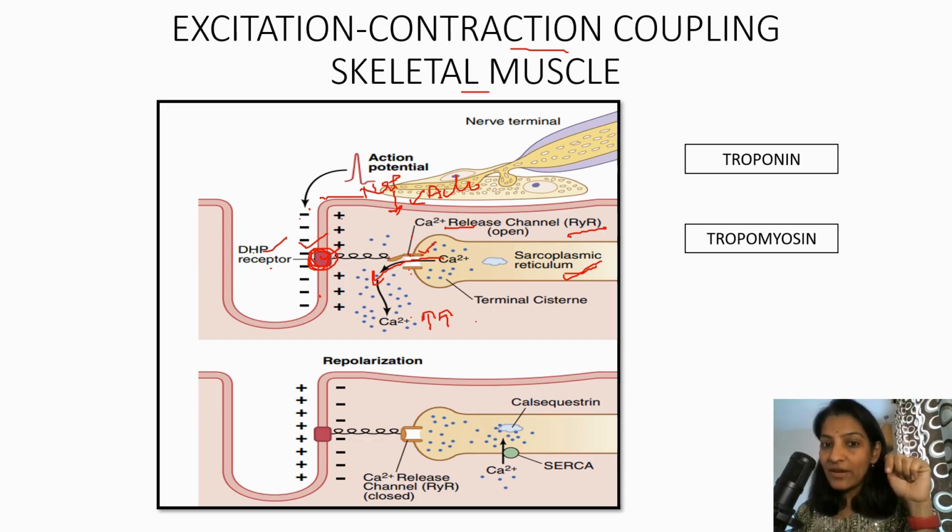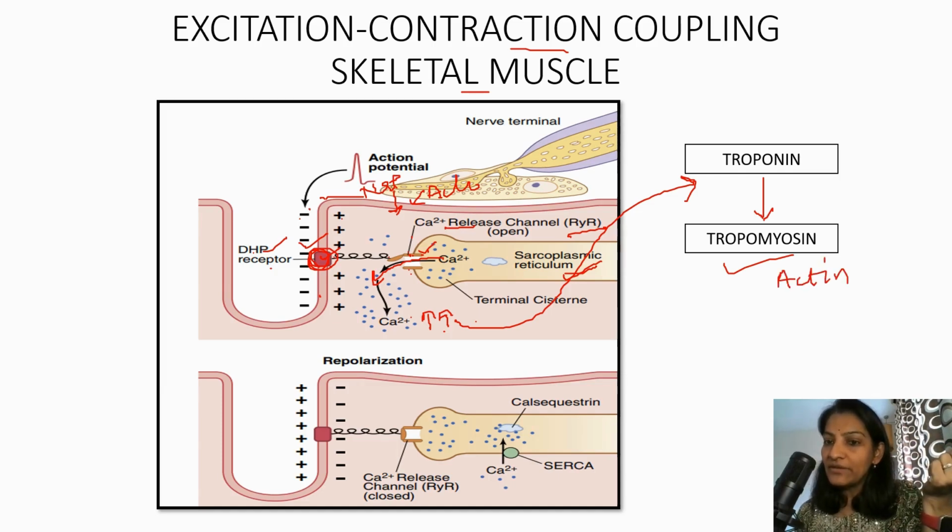Once this calcium ion is present in higher amount, where does it go? It will go to the troponin. It will bind there at troponin C. A configurational change will happen. Then the orientation of the tropomyosin will be changed, and it will open the active site of the actin filament, and then the actin myosin cross bridge will be formed, which will lead to the contraction of the skeletal muscle.